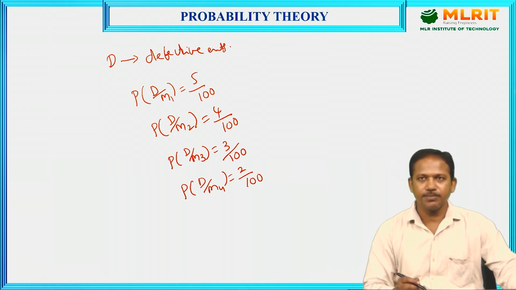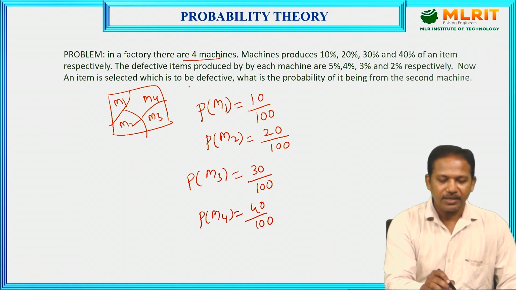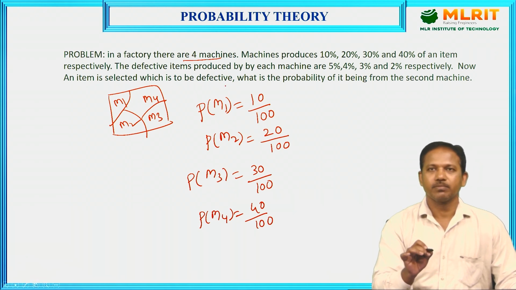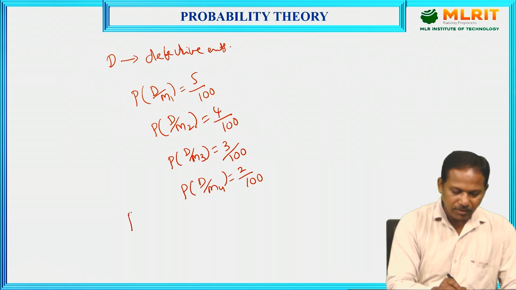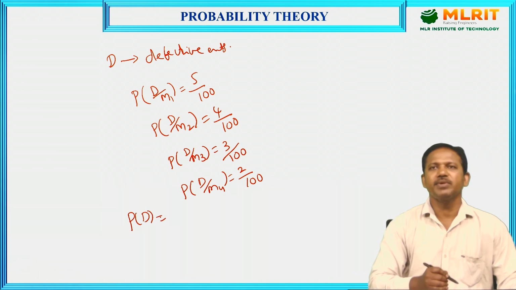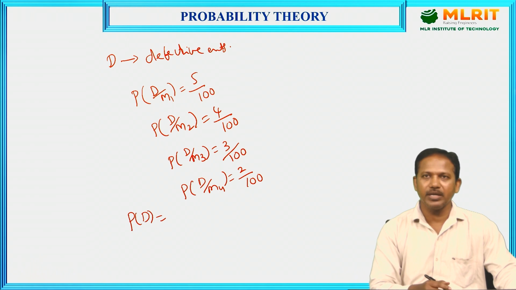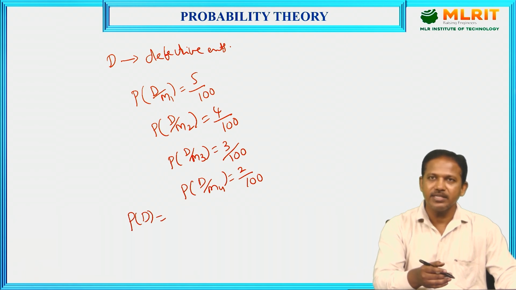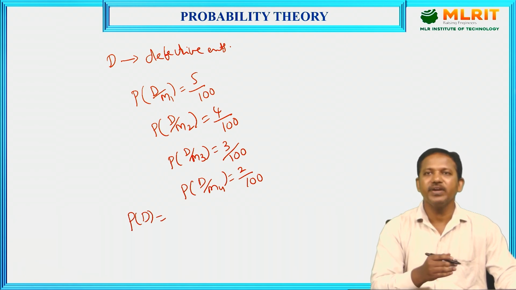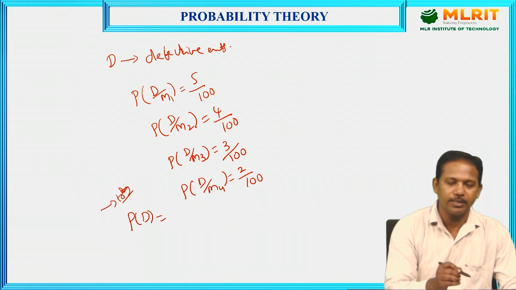Next, what is he asking? See here. He is asking, now an item is selected which is defective. Now, I need to find the defective probability. What is meant by this defective probability? This defective probability comes from the total probability. That is, event A is defined on that sample space, and I want to find the probability of event A. In terms of event A, I need to use the defective event. So, that is P of D. This is called the total probability theorem, P of D.